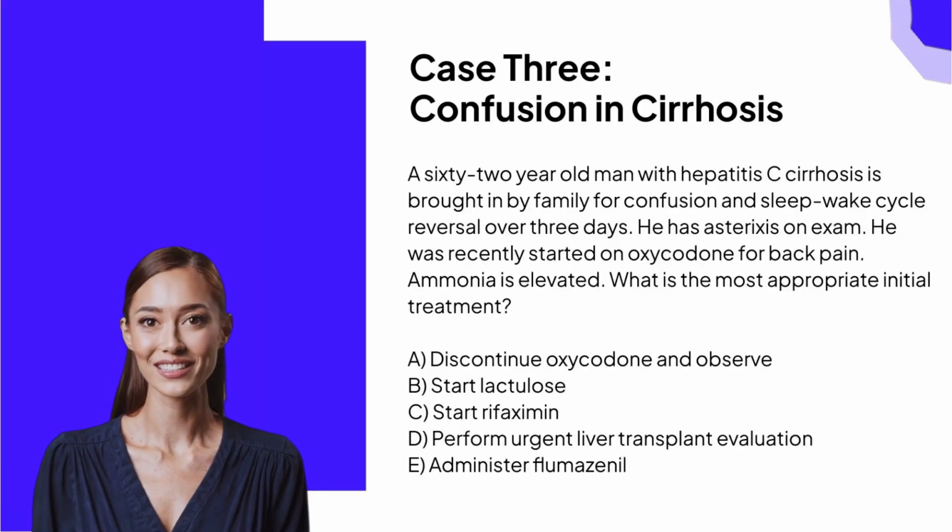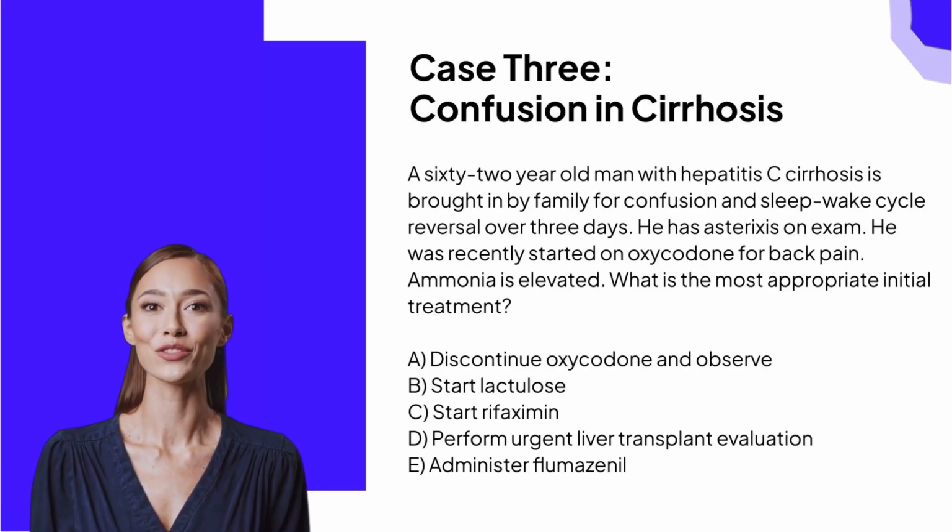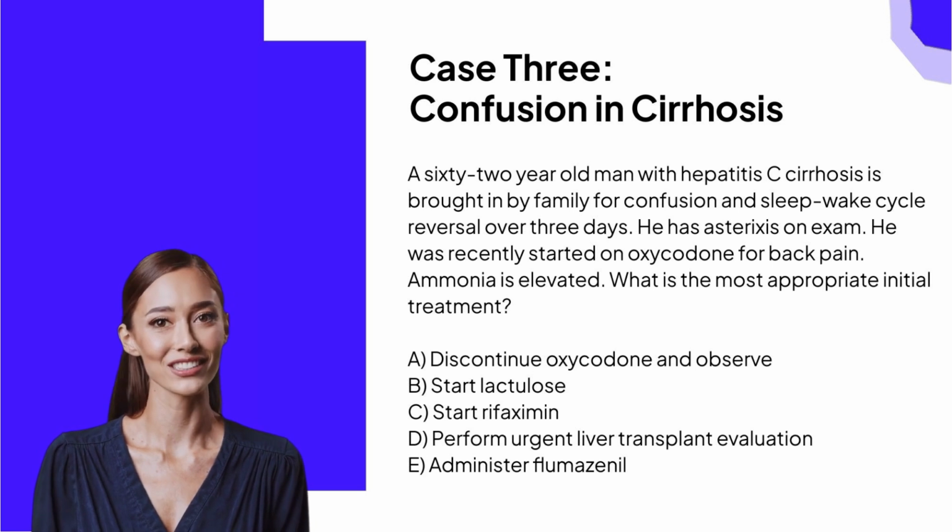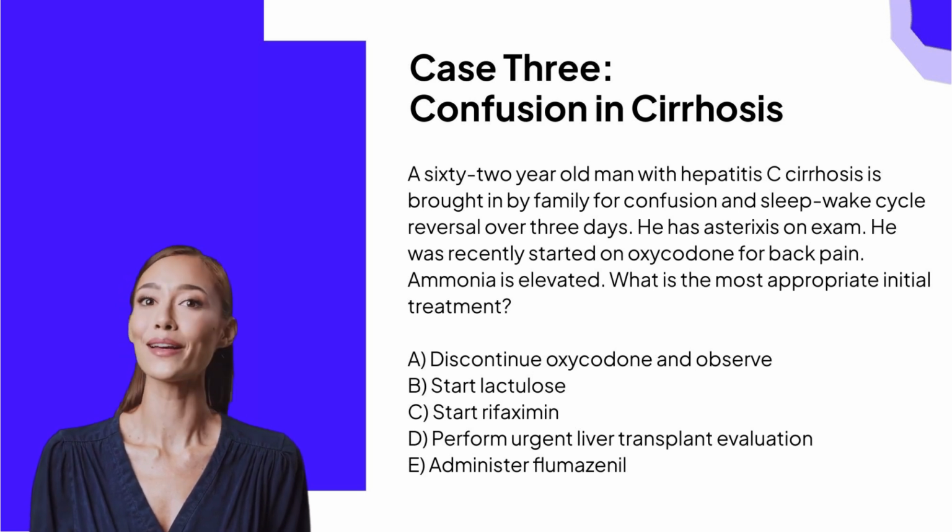Question 3. A 62-year-old man with hepatitis C cirrhosis presents with confusion and sleep-wake reversal over 3 days. He has asterixis on exam and was recently started on oxycodone for back pain. Ammonia is elevated. What is the initial treatment?